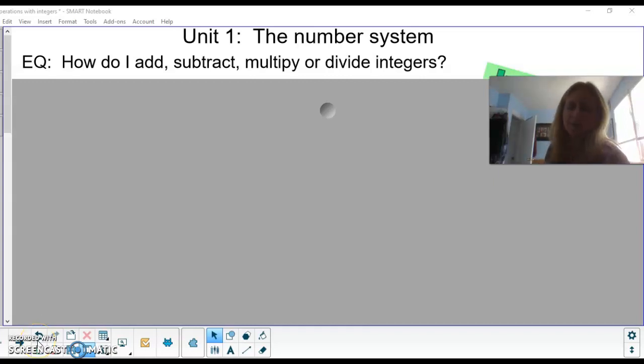Hey guys, welcome to your very first lesson in math of your 8th grade career. We are going to start with Unit 1, and Unit 1 is on the number system. We're going to start off basic, which is adding, subtracting, multiplying, and dividing integers.